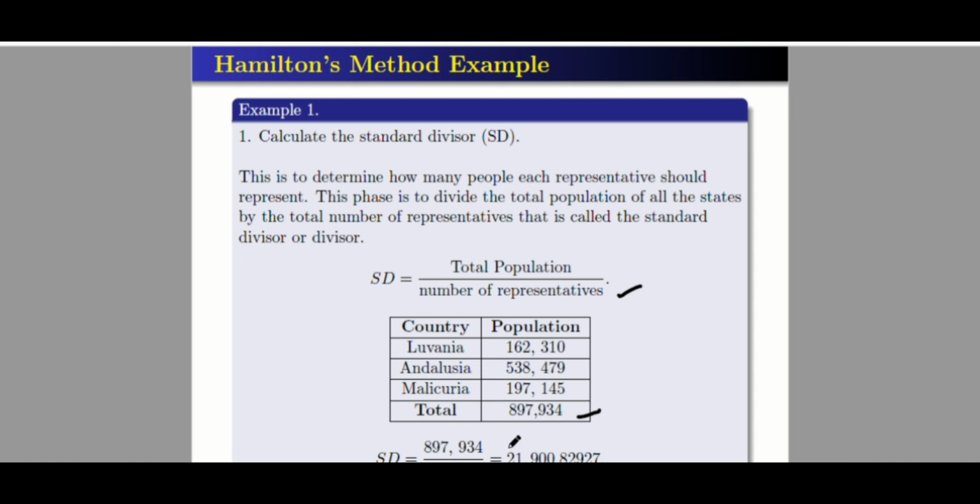So as much as possible, to minimize error, you may write all the numbers on your calculator. So see to it that your calculator is not on scientific notation. Okay. So for the first part, for the standard divisor, I suggest that you copy all the numbers on your calculator for SD. This is again to minimize the error.